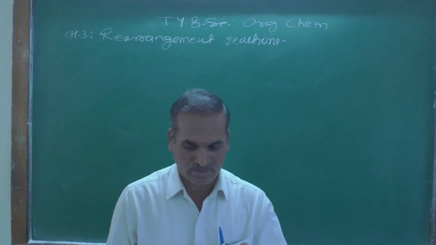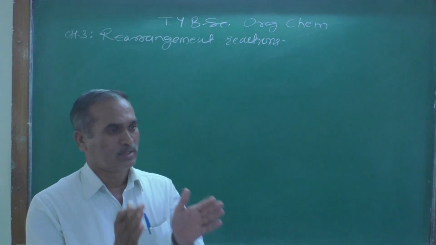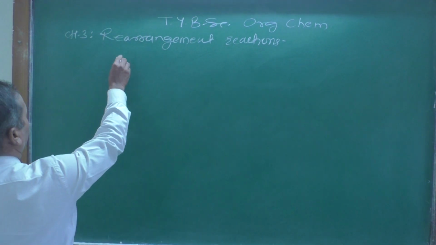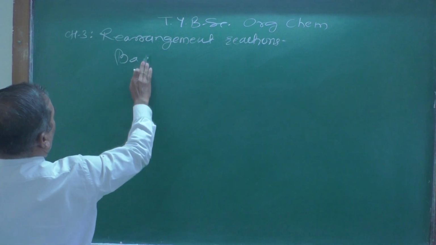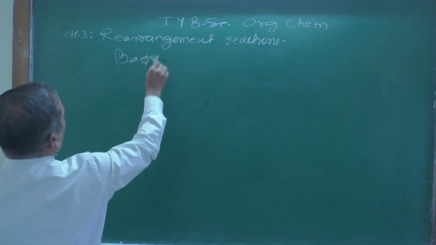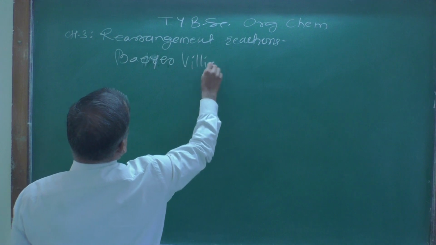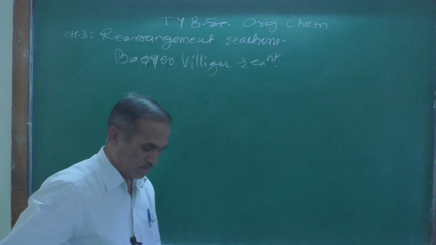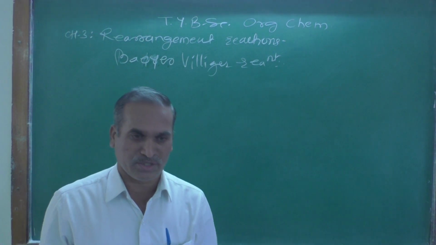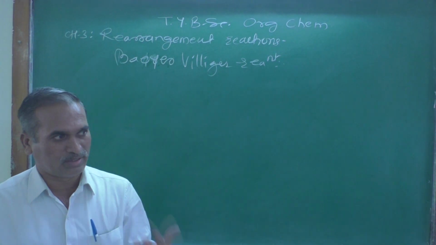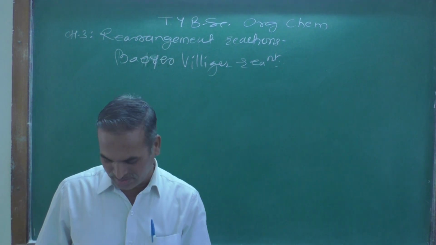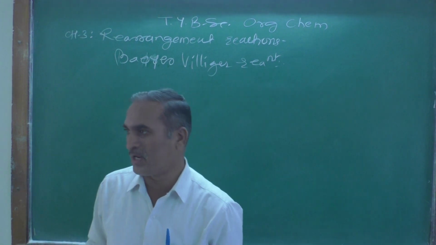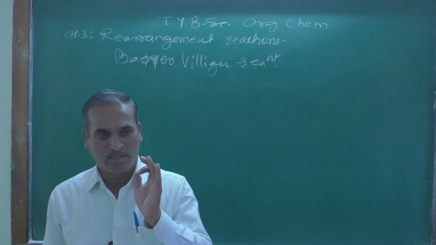the remaining part of that Baeyer-Villiger rearrangement reaction. So the general reaction we have seen, and which peracids are generally employed for this reaction, and we get the formation of the product.